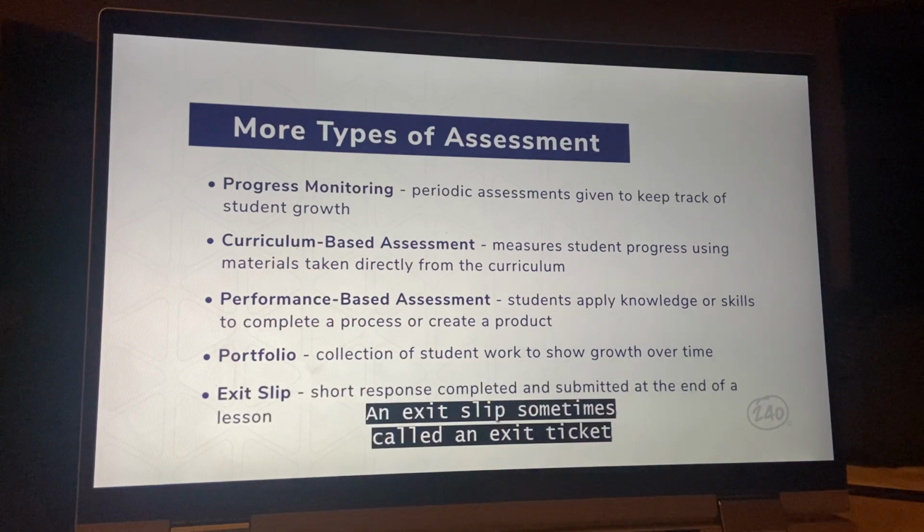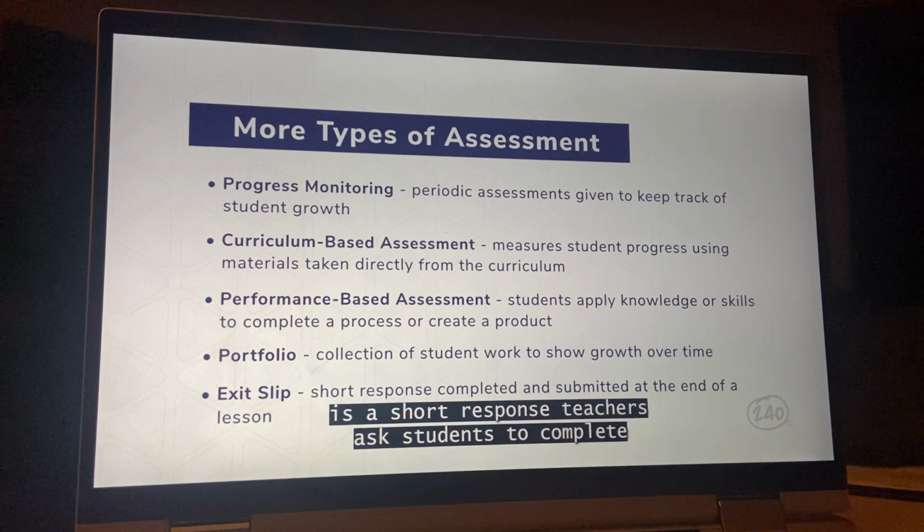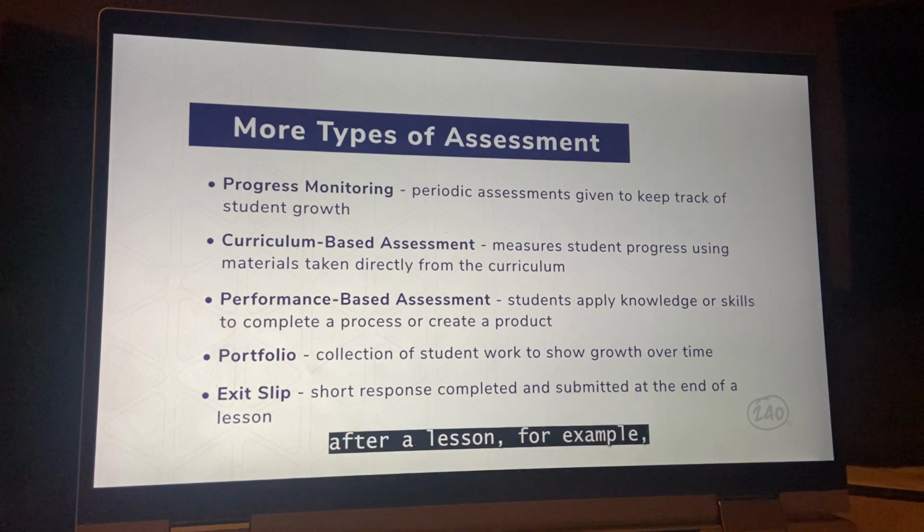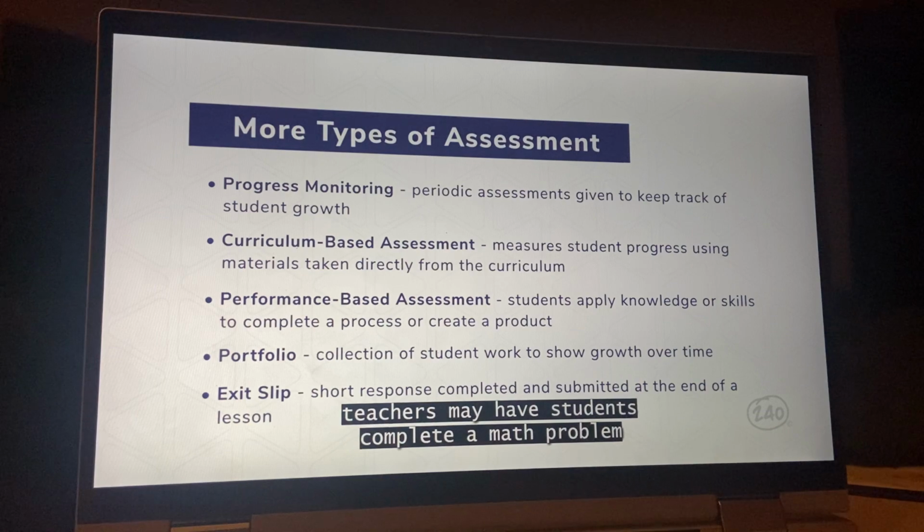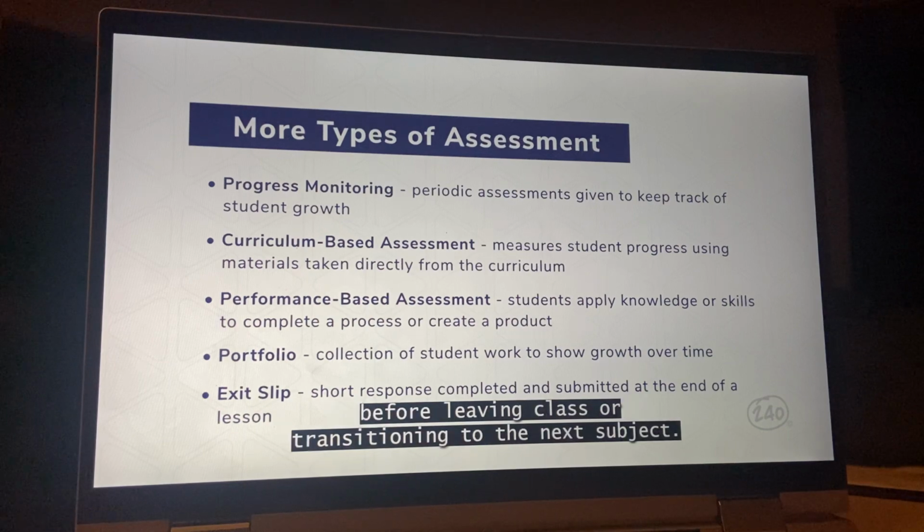An exit slip, sometimes called an exit ticket, is a short response teachers ask students to complete after a lesson. For example, teachers may have students complete a math problem or use a new vocabulary word in a sentence and turn it in before leaving class or transitioning to the next subject.